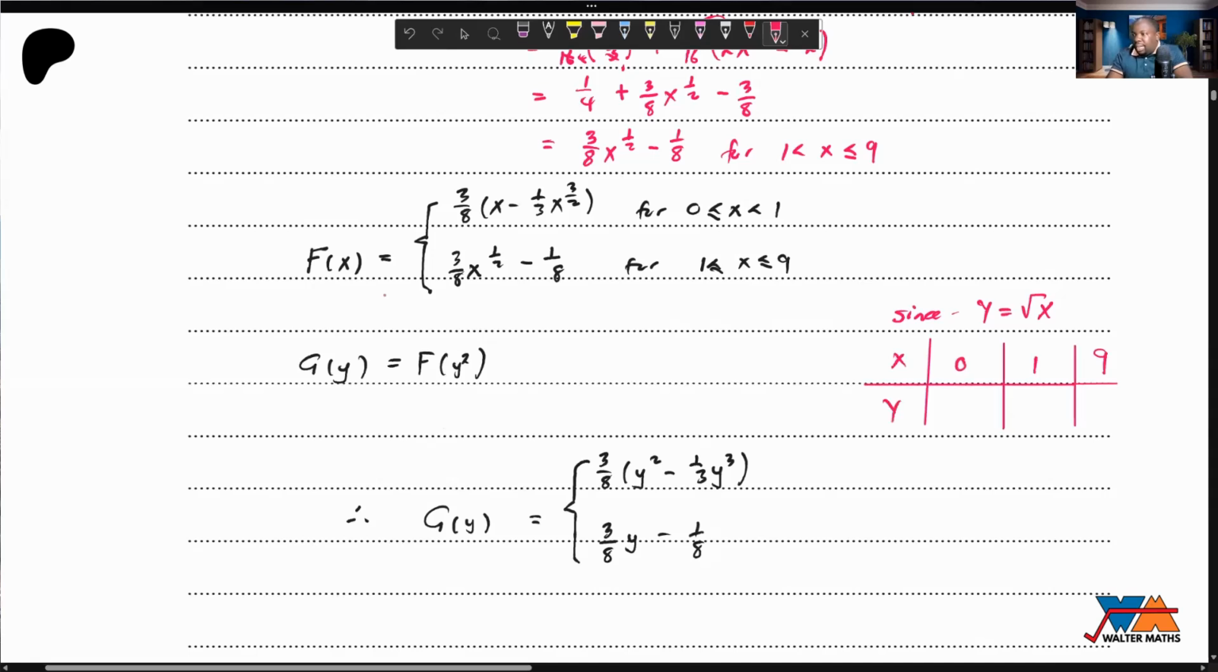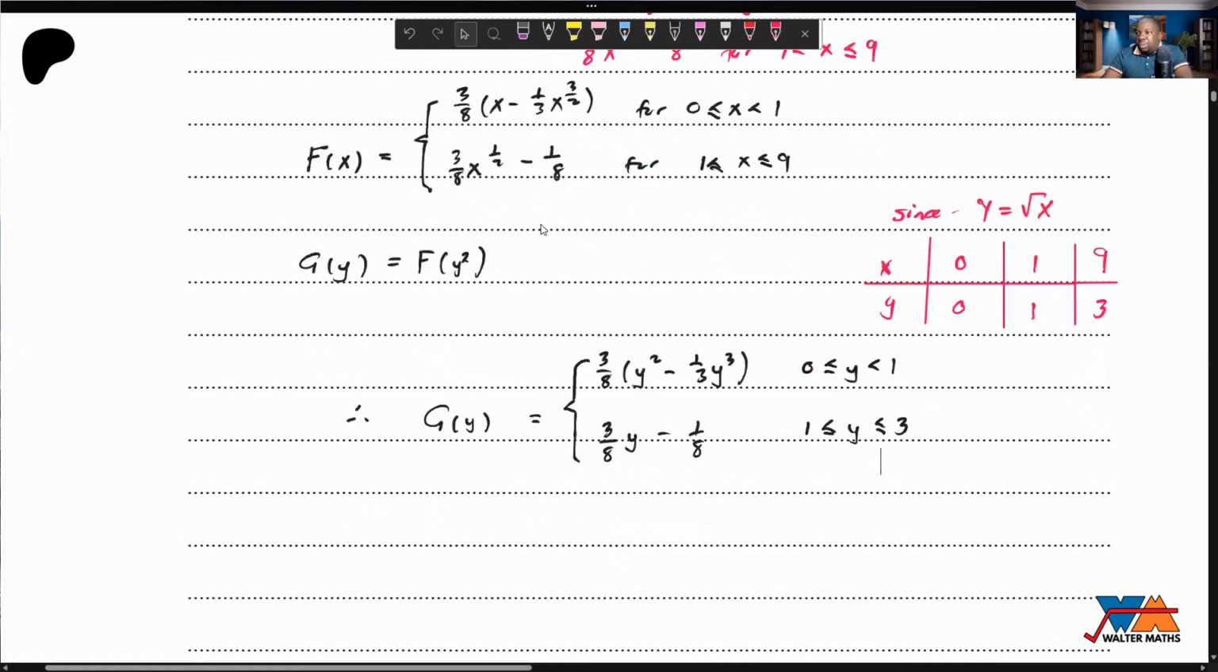What are the values of y? Let's use small x and small y, still the same. Here we get 0, here we get 1, and the square root of 9 is 3. We'll use positive 3 for this. So this is for 0 up to 1, and this is for 1 up to 3. So we also have to change the limits, basically.